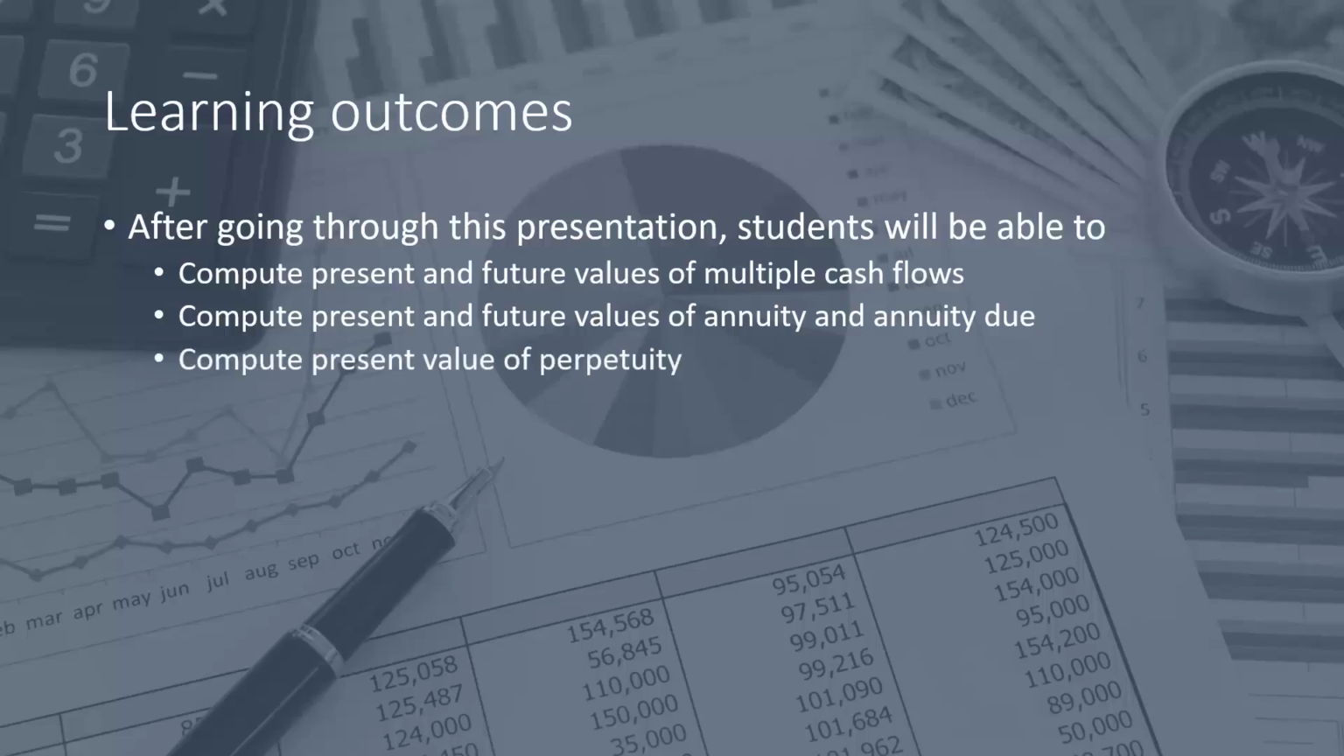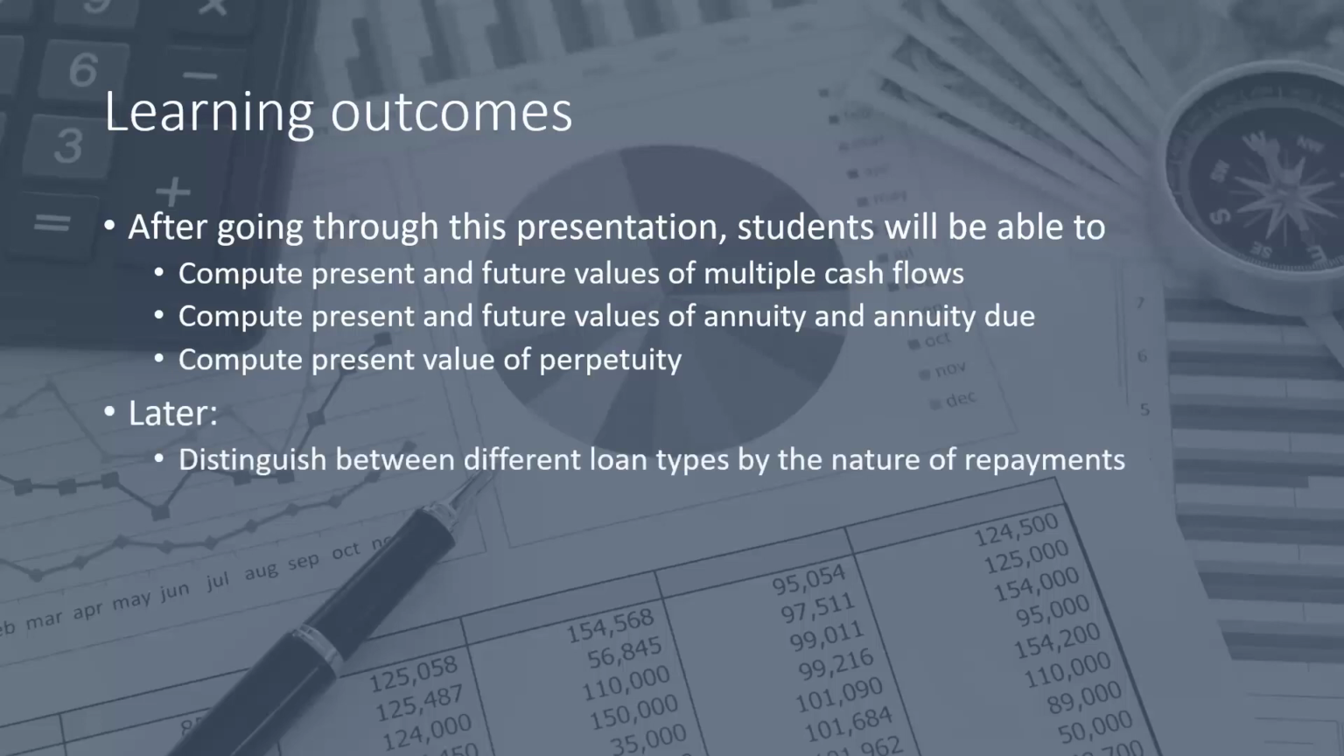All right. So then we compute the present value of perpetuity in this particular presentation, and later on we'll talk about different loan types, comparing them by the nature of their repayments. And then we'll talk about annual percentage rate, equivalent annual rate. What if the rate of interest was not compounded per the number of periods that we have? So for example, if it's annual compounding and we have 4 years, but it could be semi-annual compounding, that is compounded per half year instead of per year. So we'll talk about that later on, not this presentation.